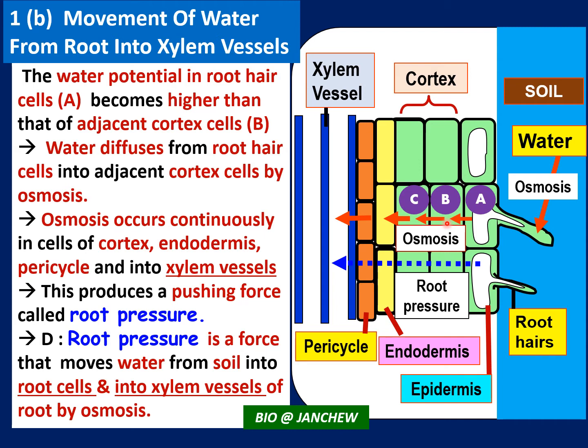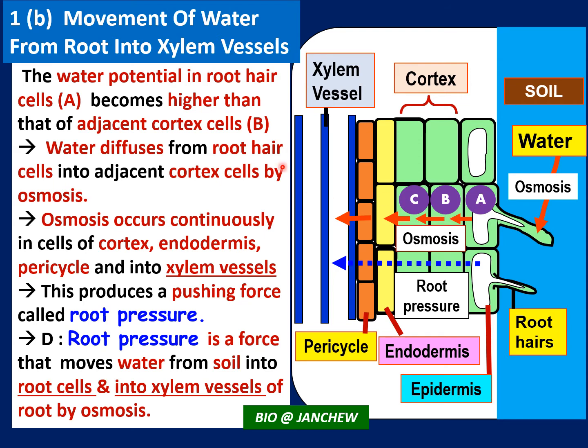Adjacent means the neighboring cell, or the cell beside the first cell, A. So now there is a concentration gradient of water, and water will diffuse from cell A, which has higher water potential, into cell B, which has lower water potential, by osmosis.